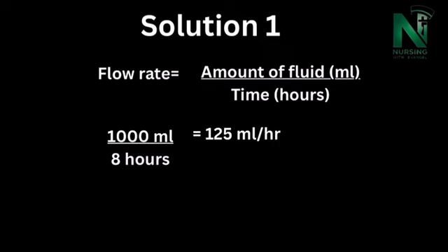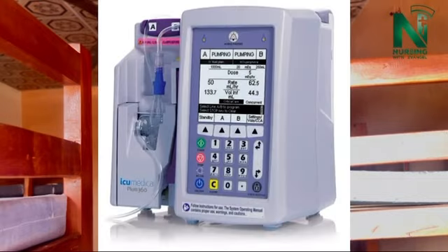That is to say, if you have 1000 ml or 1 liter of normal saline that is to run for 8 hours, you are going to administer it at a rate of 125 ml per hour. This IV flow rate is regulated by an infusion pump. So when you've calculated the value, you go to your infusion pump and set it to run at the rate of 125 ml per hour. If you run this fluid at 125 ml per hour, after 8 hours, you'll have administered 1000 ml of normal saline.